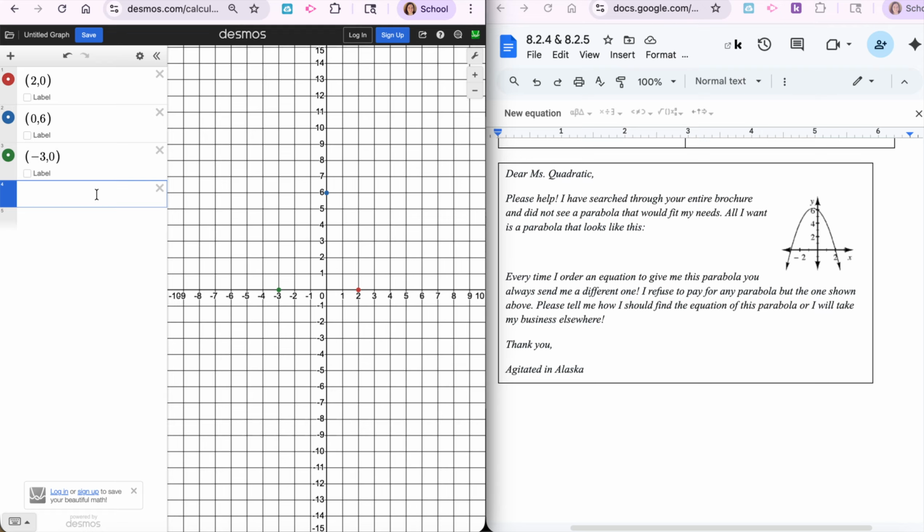I also noticed that it's upside down. So keep in mind that in order to make things go negative, we're going to have to put a negative sign out front. So something kind of like this. And then I just have to figure out what numbers are going to have to go in here in order to make this all work.